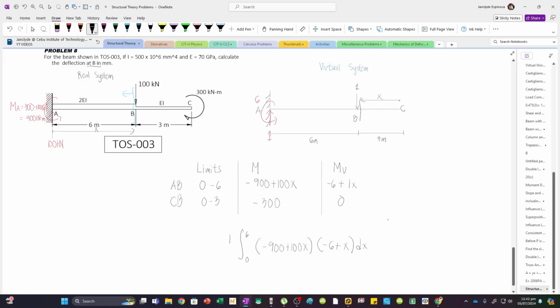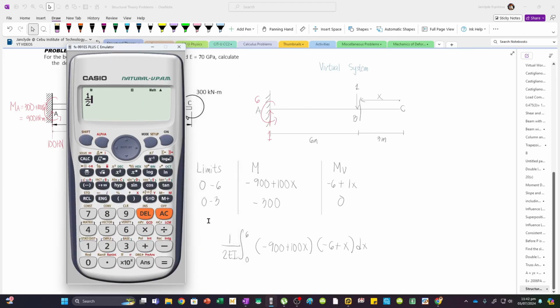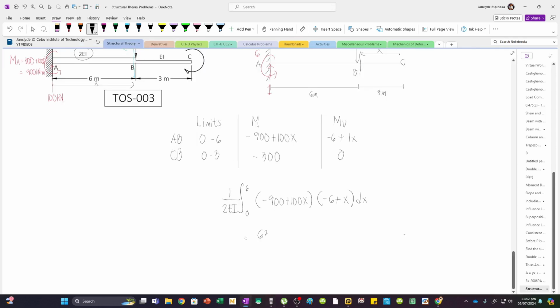Now we're going to multiply this by 1 over 2EI because for segment AB, this is our section. We have 2EI. So we integrate with the 1/2 to account for this constant factor, and then we have 0 to 6 of minus 900 plus 100x multiplied by minus 6 plus x. So this gives us 6,300. So 6,300 kNm cubed divided by EI.